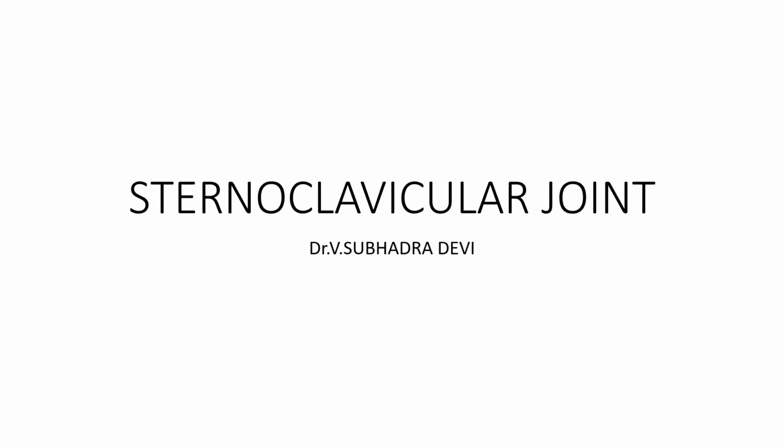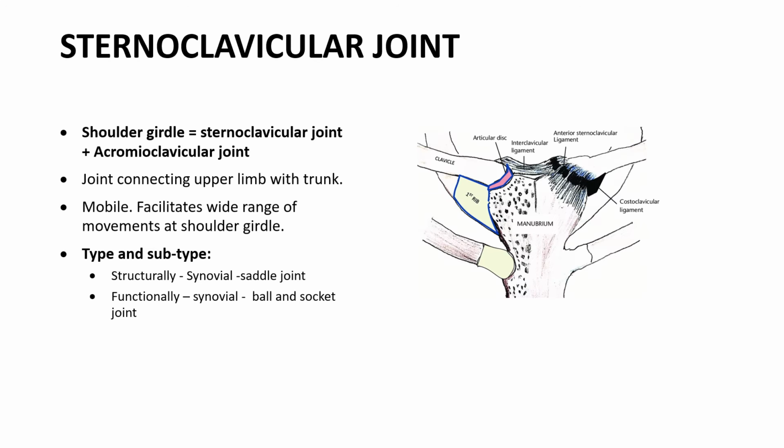Dear students, let us discuss the sternoclavicular joint. The shoulder girdle consists of the sternoclavicular joint and the acromioclavicular joint. That means these two together, the sternoclavicular joint and acromioclavicular joint, constitute the shoulder girdle.